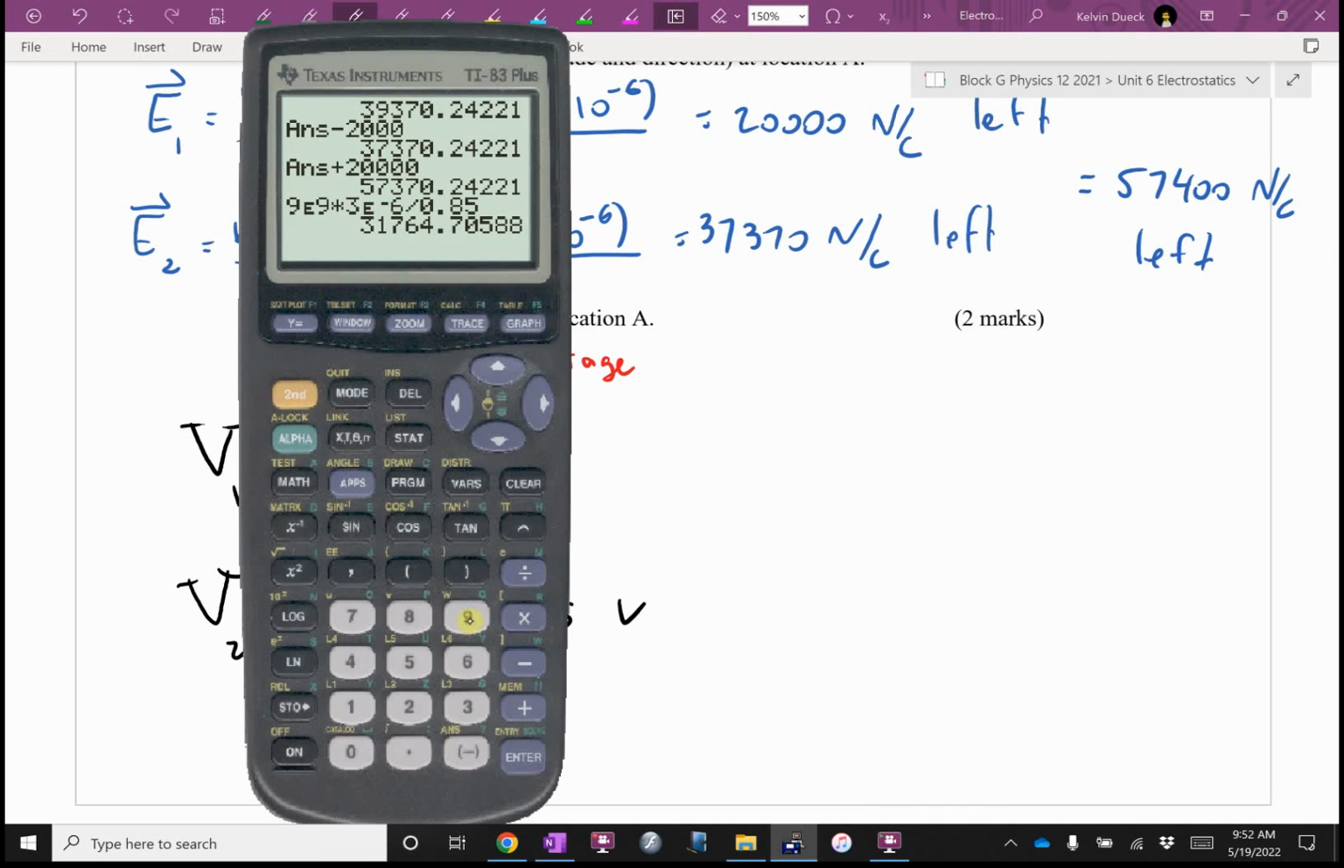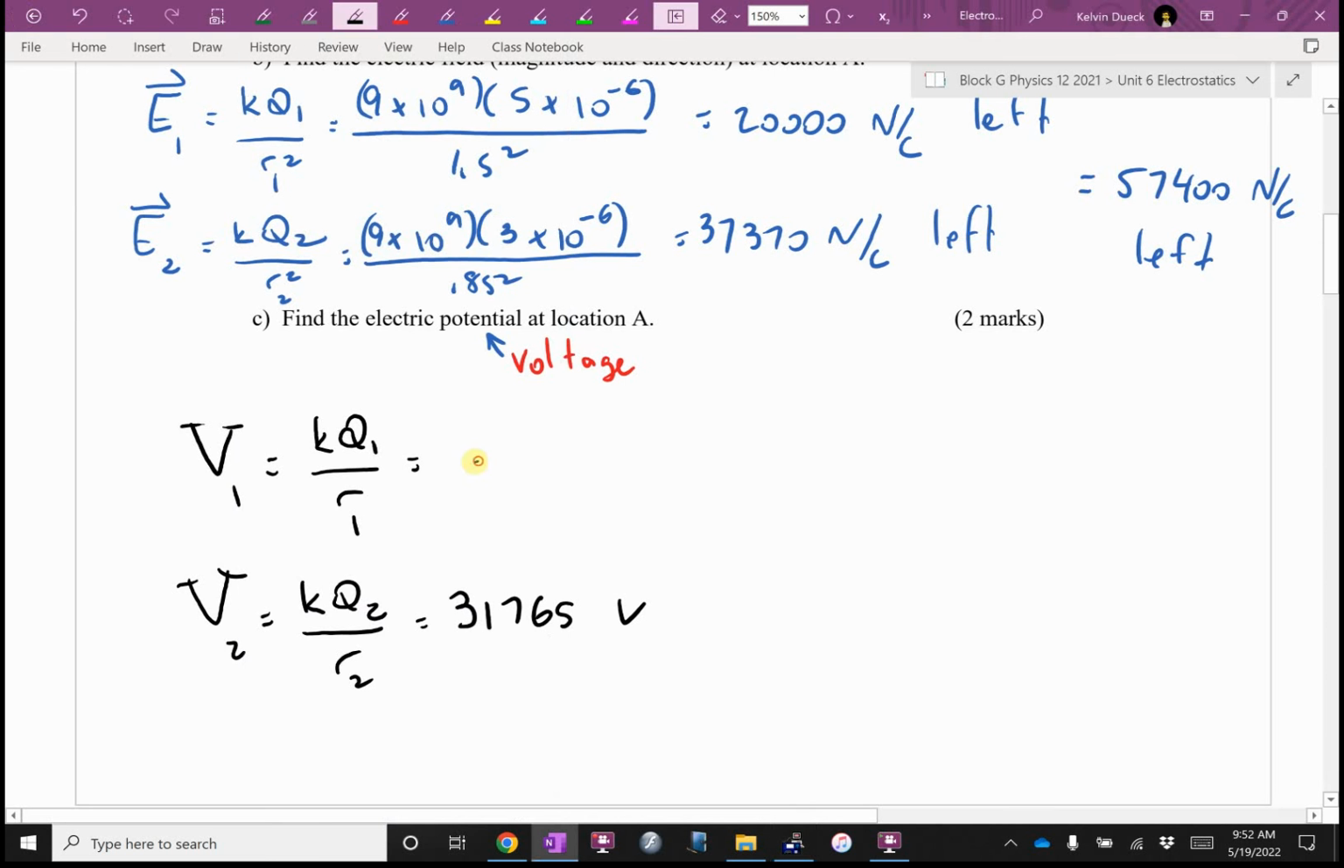What about charge 1? I'm just going to type it. It's going to be 9 times 10 to the 9th, negative 5 microcoulombs divided by 1.5. So I am going to include the negative. It's going to be a negative voltage. And I get negative 30,000 volts.